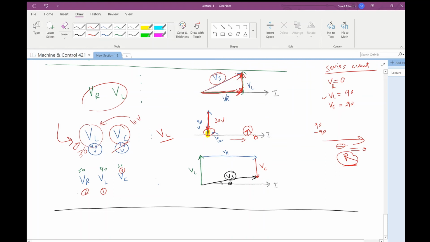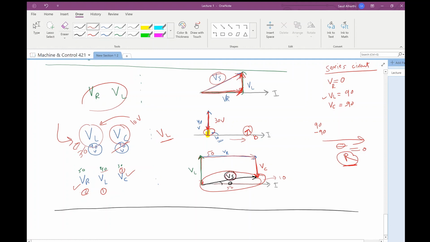Now, what if I have all of them, VR, VL, VC? I will start with VL, 40 volt at 90 degree, then VR, 50 volt at 0 degree, that's why I will go in a horizontal line, then 30 volt VC, which is minus 90. So I start by drawing the first arrow, then from the end I start drawing the second arrow. At the end I will get the circuit. I will have this line with 50 volt because it's parallel to VR. Then I will have only the remaining, which is 10 volt.